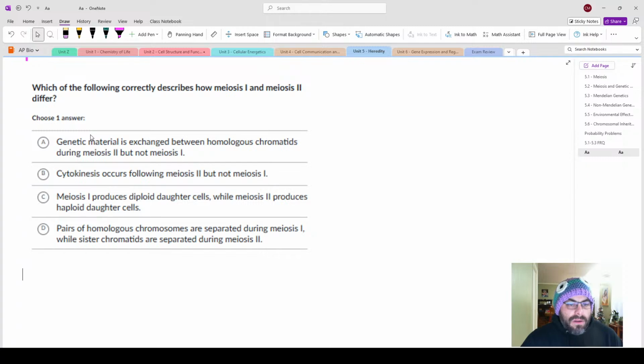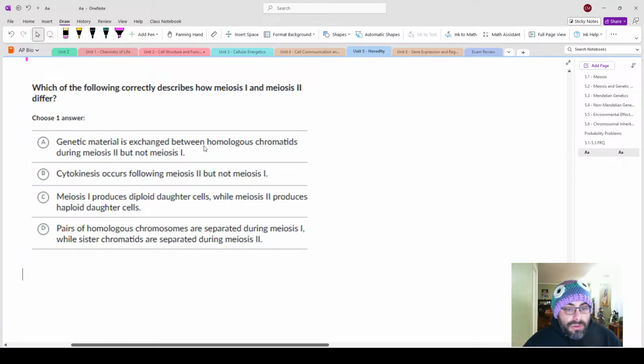All right, which of the following correctly describes how meiosis 1 and meiosis 2 differ? Meiosis 1, you have 2 cells. They're haploid, but they're duplicated and homologous chromosomes separated in meiosis 1. Meiosis 2, you have 4 haploid cells that have half the chromosome complement and sister chromatids separated in order to cause that. Let's go find that in ABCD.